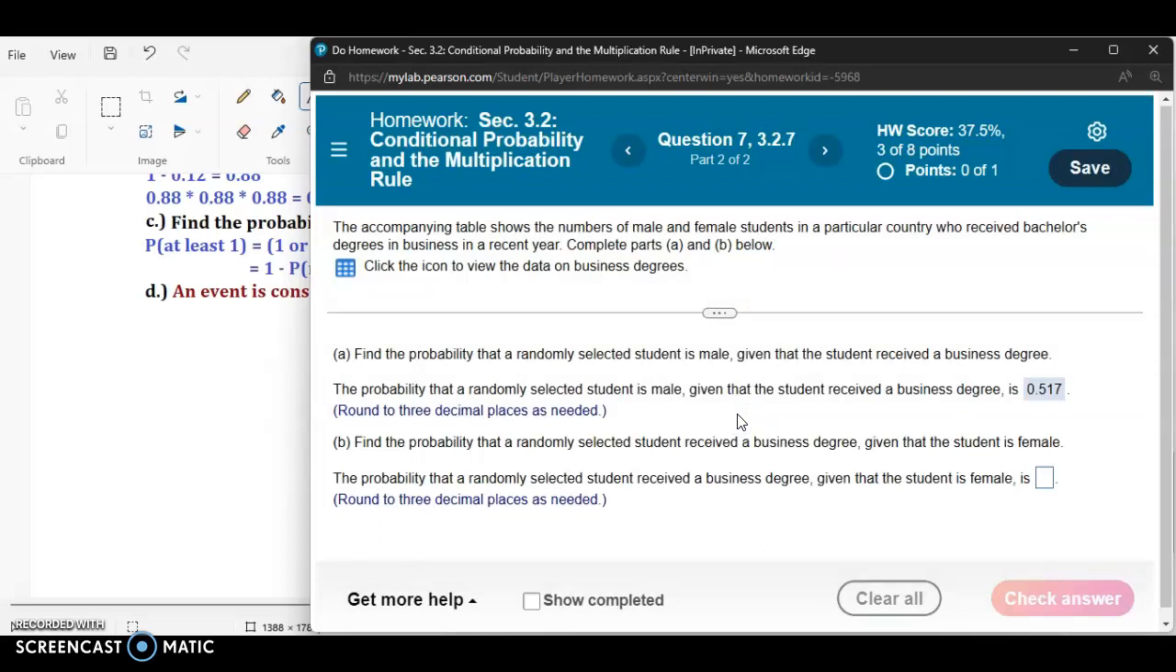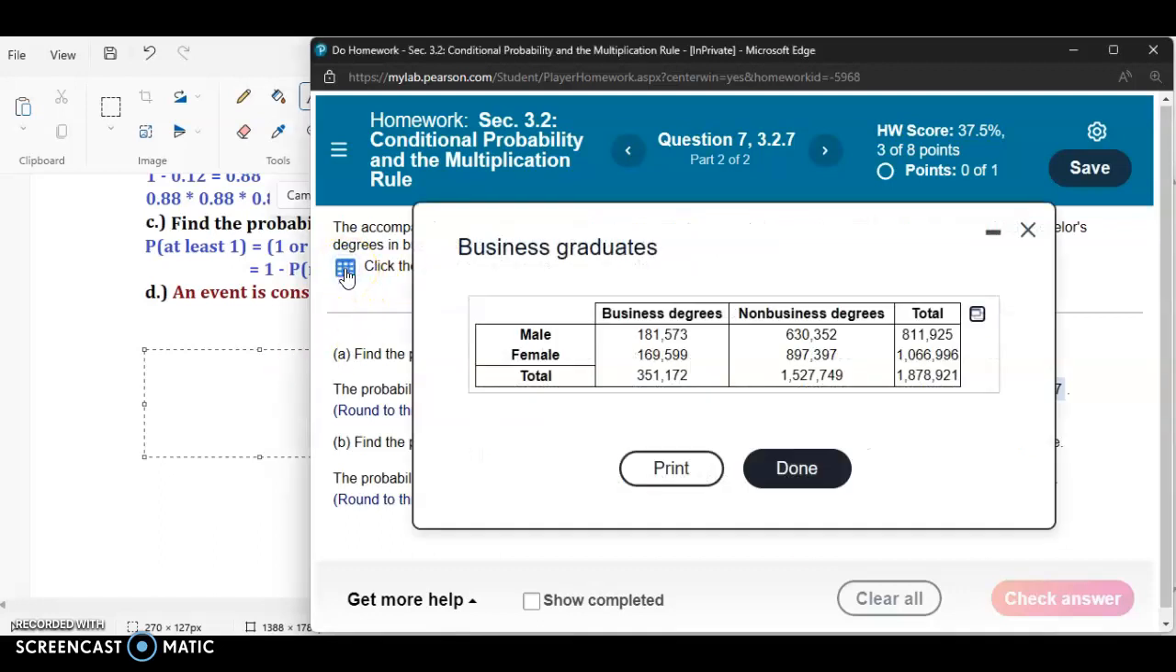Part B says find the probability that a randomly selected student received a business degree given that the student is female. So before we look at the table again, let's identify the event that is given. The given event is that the student is female. Once again, we're asked to find the probability that the student received a business degree given that they are female. Since the given event is female, we're focused on this part of the table. All these numbers here represent female students. We want to know the probability that the student has a business degree given that they are female.